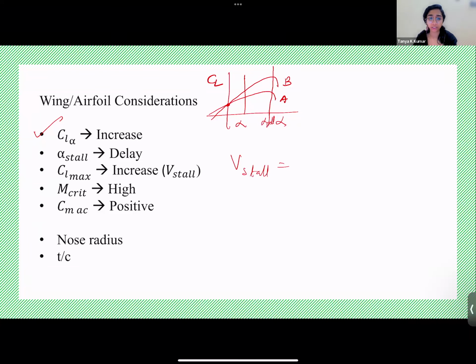Yes. So what was the equation for V stall? Yes, square root 2, minimum stall speed. What was the equation for minimum stall speed? Or V stall, what was the equation for V stall? This was in the first slide. Square root 2 wing loading divided by rho.